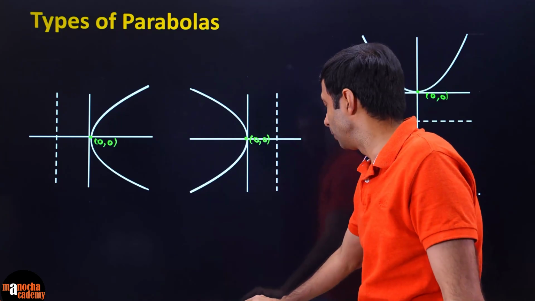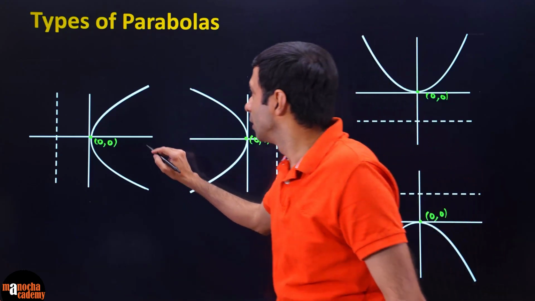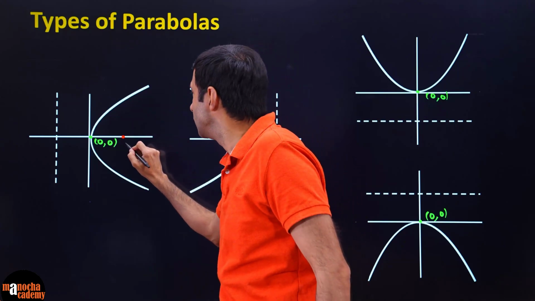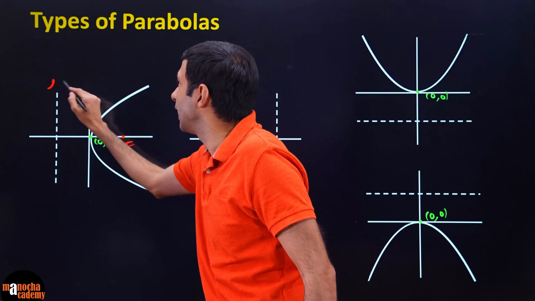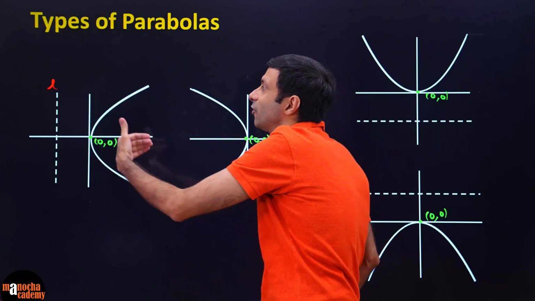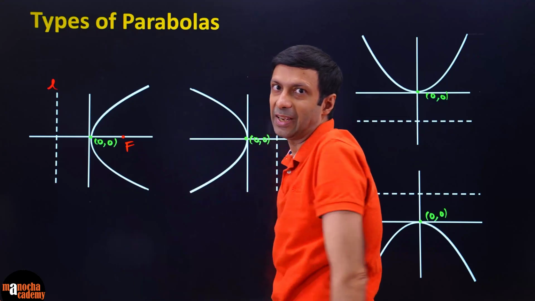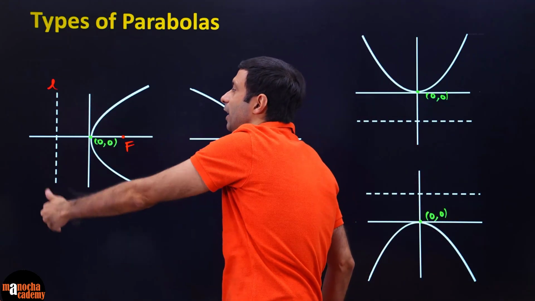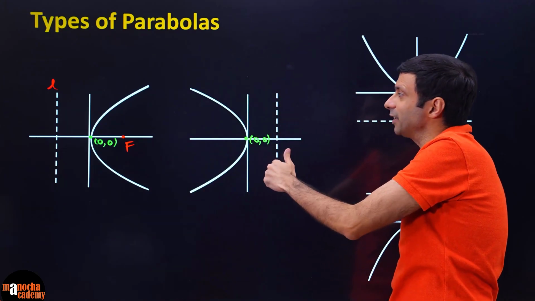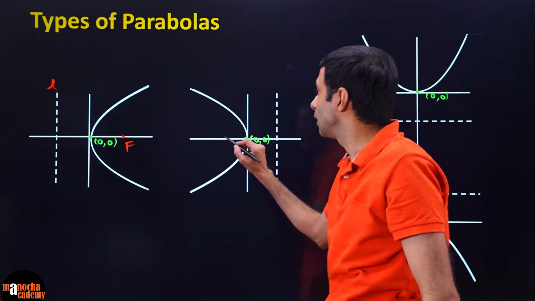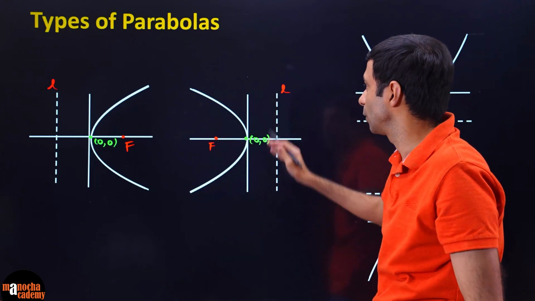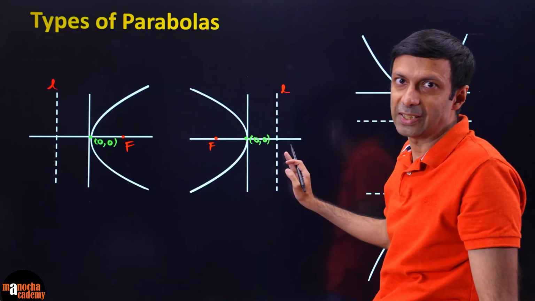For example, in this parabola, the focus lies here. Remember, the focus always lies within the curve. So this is my focus and this is my directrix. When you draw the parabola, it will turn out like this. So the directrix is lying on the negative x-axis. It is parallel to the y-axis, but on the negative x-axis. If you look at this parabola, the focus will be here, and this time the directrix is on the right side, cutting the positive x-axis.